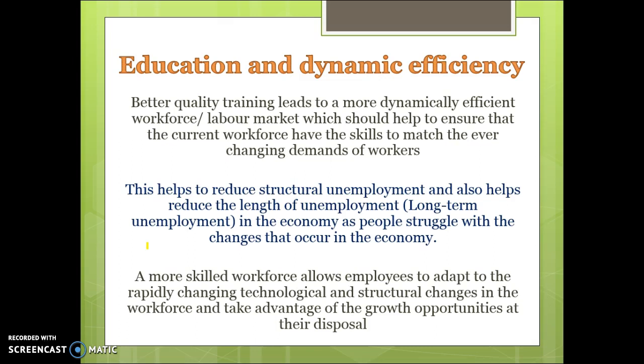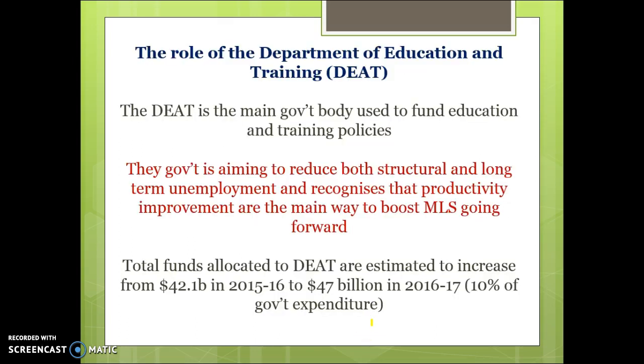It's also critical for our dynamic efficiency. To have a dynamically efficient labour force, they need to be multi-skilled, so that they can be adapted to the changing demands of workers. This will help to reduce structural unemployment, because when preferences change and demand changes, these workers will be able to respond because they have that different and multifaceted skill set. A more skilled workforce allows employees to adapt to rapidly changing technology and structural changes in the workforce and take advantage of the growth opportunities at their disposal.